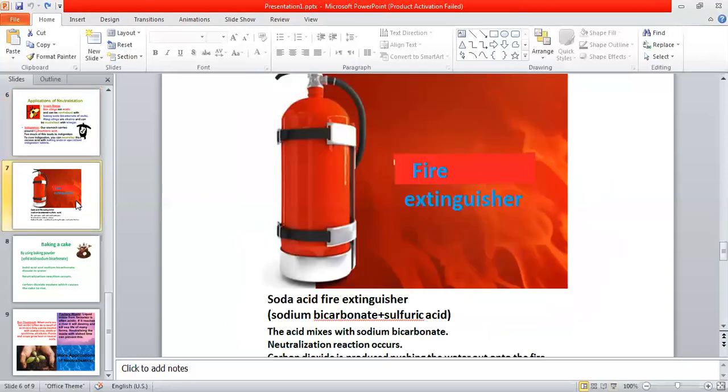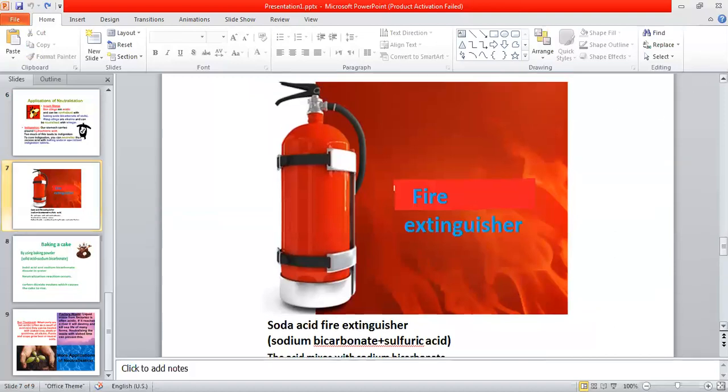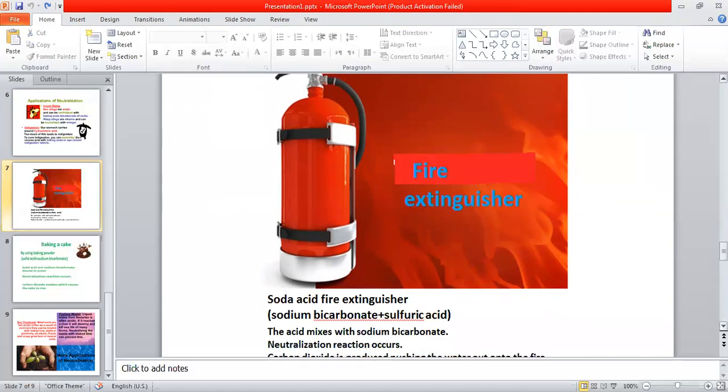When we speak about neutralization reaction, there is another application of neutralization, which is the fire extinguisher. Of course, we all know the fire extinguisher, and we have seen it in many places before. It is found even in our school, of course, for safety reasons. So how does this fire extinguisher work? To know how it works, we first must know what it contains. What does a fire extinguisher contain?